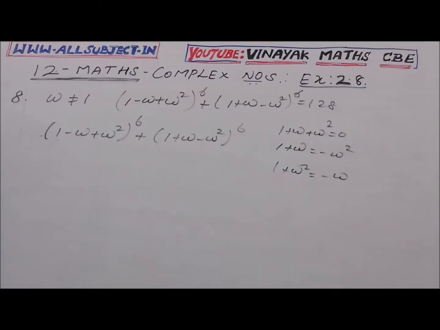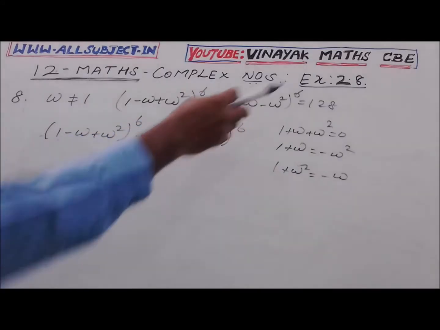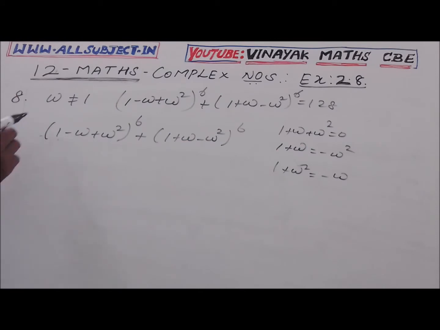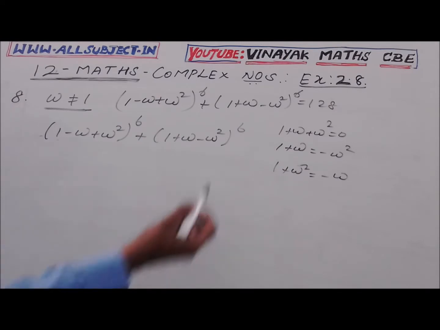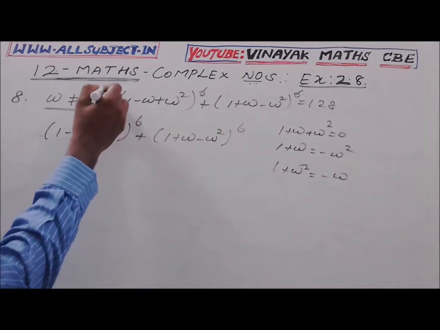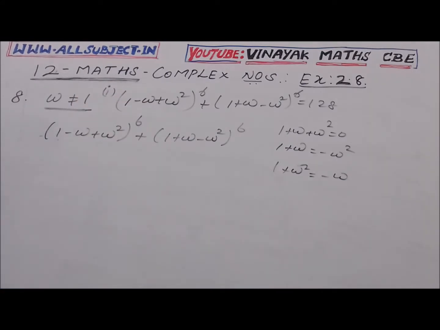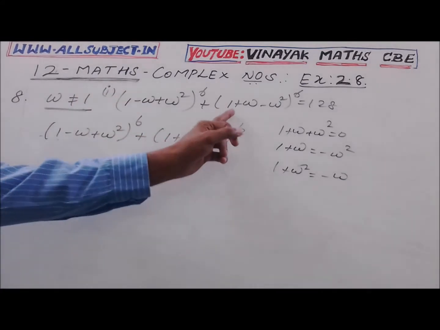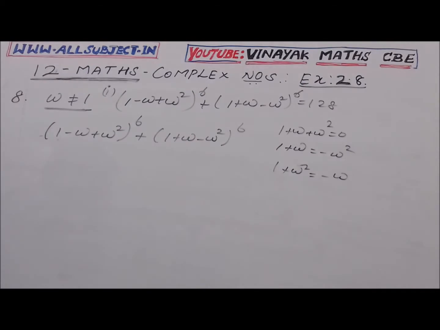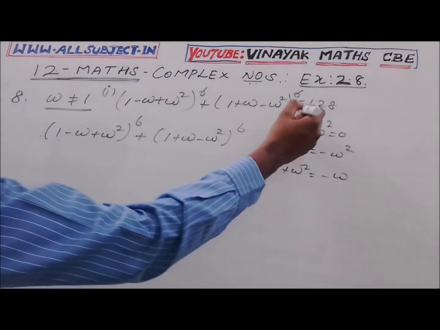Question number 8, exercise 2.8. If omega is not equal to 1 is a cube root of unity, then show that subdivision number 1: (1 minus omega plus omega square) whole power 6 plus (1 plus omega minus omega square) whole power 6 is equal to 128.